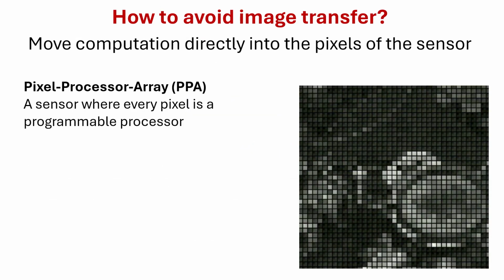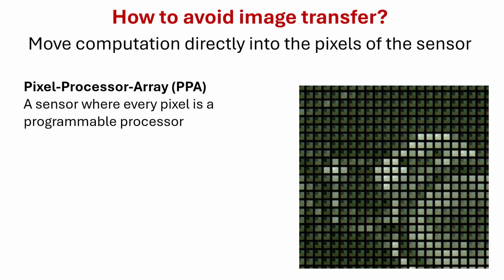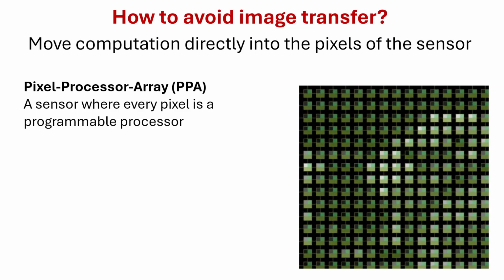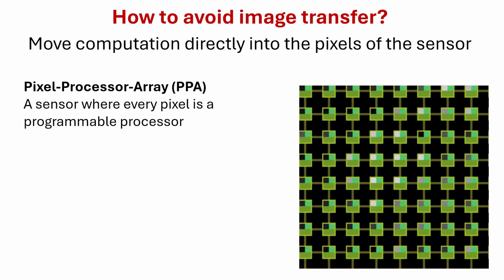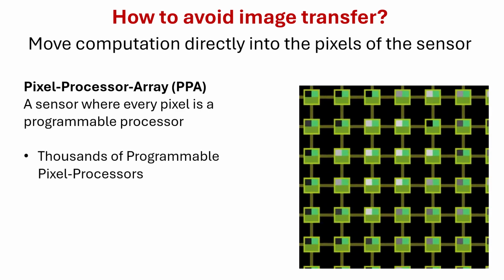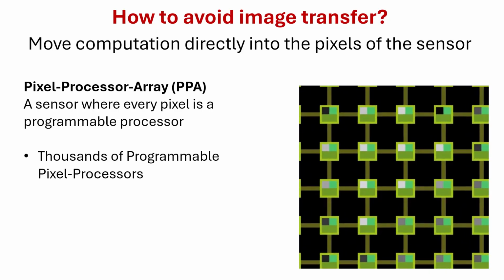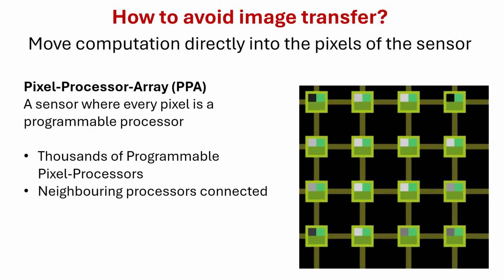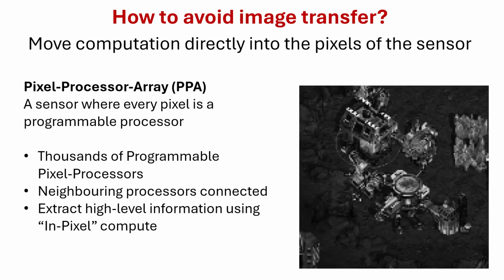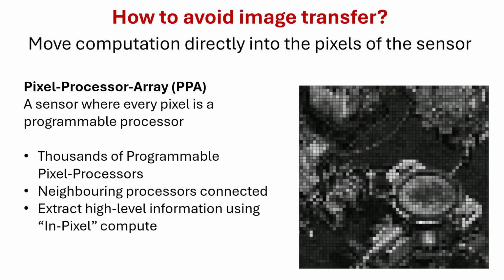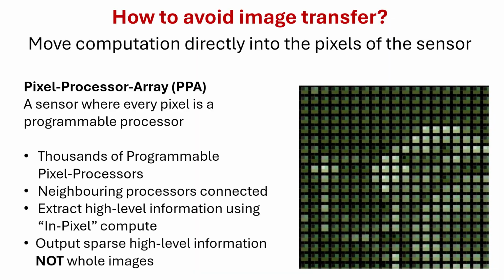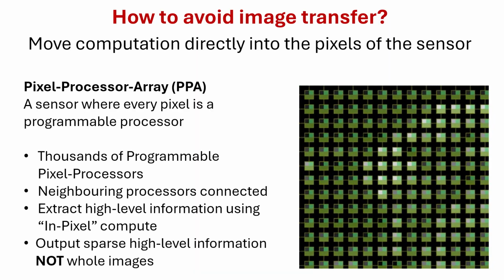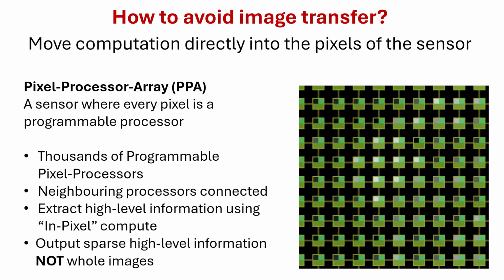We really need to fundamentally change the hardware, and one option is to move computation directly into the pixels of the sensor itself. This is the concept of the pixel processor array, a sensor in which you essentially have thousands of programmable pixel processors, each connected to their immediate neighbors, and this allows you to perform computer vision in pixel, as it were, and extract high-level information. Then, instead of outputting whole images, we can output just this high-level information.